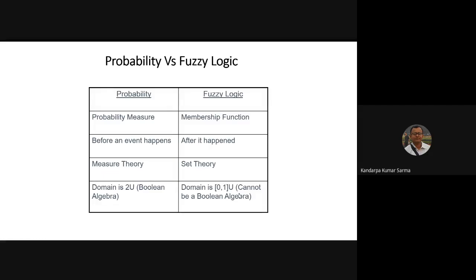So let's now find out the difference between probability and fuzzy logic. Probability we can say will be a probability measure, but fuzzy logic is defined by membership function. Probability is before something takes place, fuzzy logic is post, something has taken place. Then probability is a measure theory, fuzzy logic is a set theory. Then probability has its domain in Boolean mathematics. Fuzzy logic is not confined to Boolean logic, but it is a combination of Boolean logic and statistical theory.